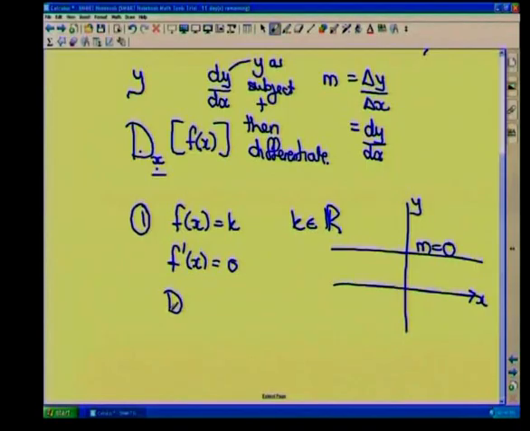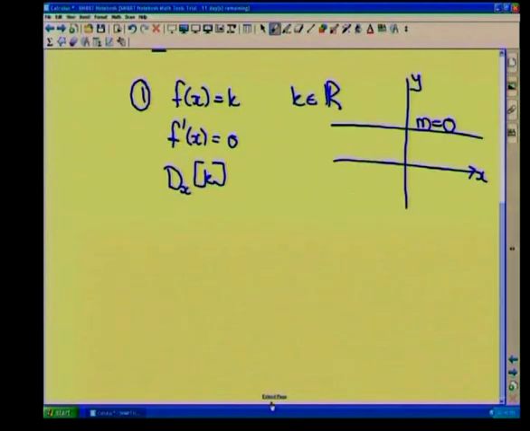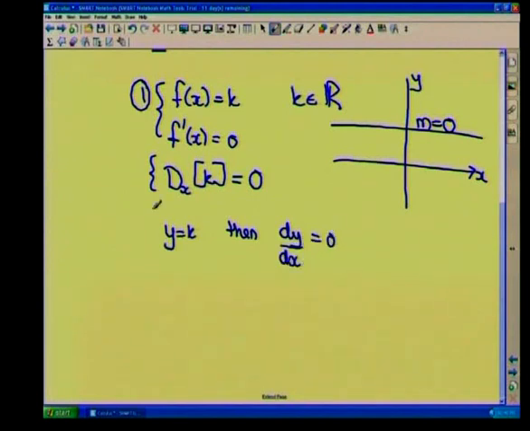I could have written it as the derivative of k. And if I use that notation, I would just go straight away and say zero. So that's option one. Here's option two. And option three is I would say y is equal to k, then dy dx equals zero. So I'll try to use the notations as much as possible so you get comfortable with them and you start to realize they're not a big problem.